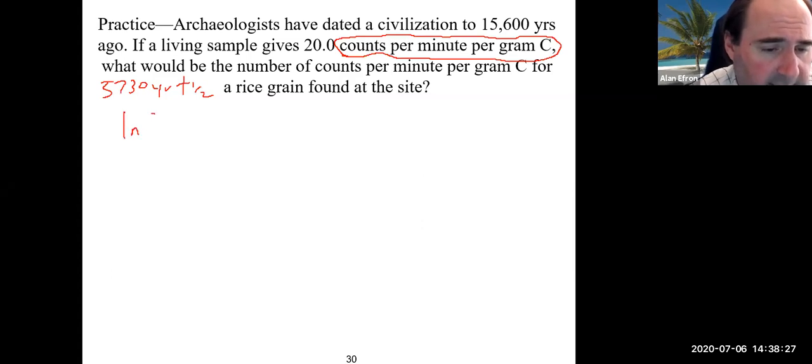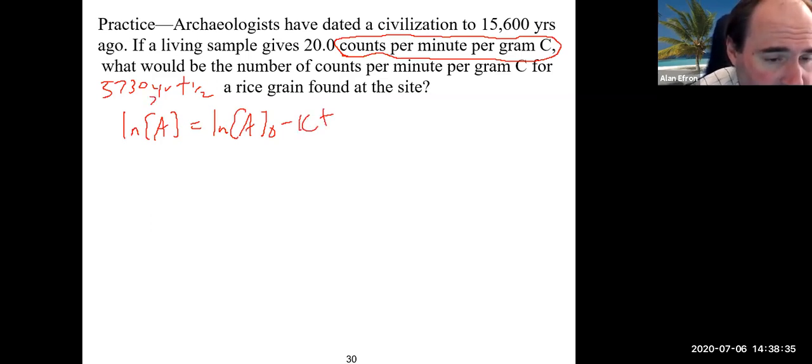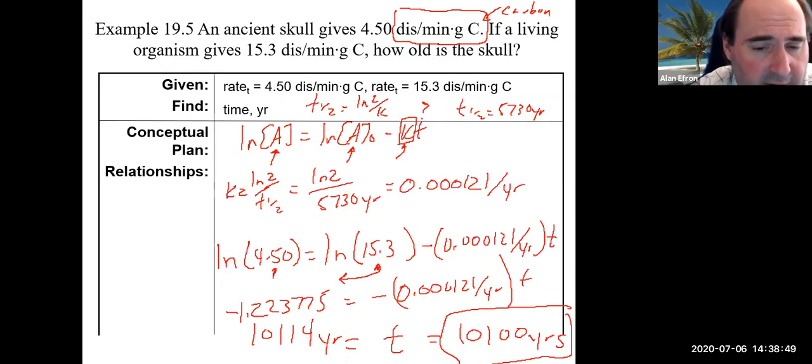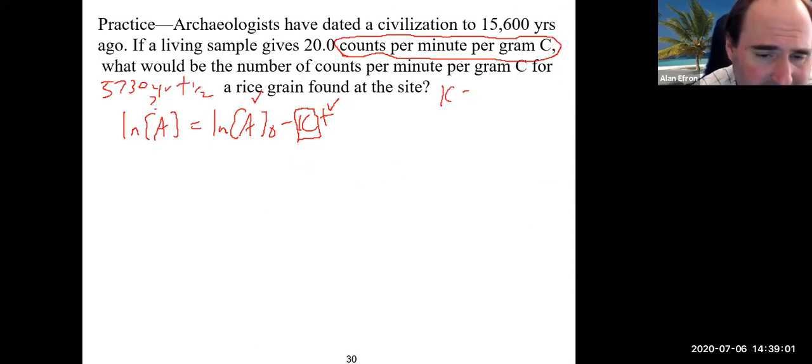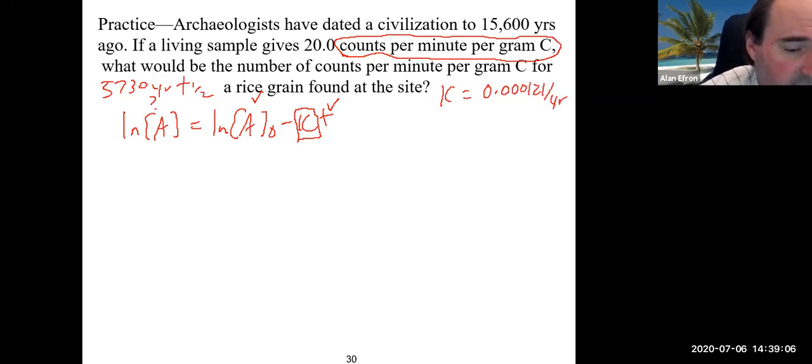So if we look at our formula, natural log of A equals natural log of A naught minus kt. We're looking for the final counts per minute, which would be this one. We have our initial, and we know they were going 15,600 years. Just like previously, it's very common that you have to use that half-life equation. I'm not going to recalculate it because it will come out the exact same as on the previous slide, and we will get 0.000121 as our decay constant. Again, the exact same calculation as the previous problem will get us there.